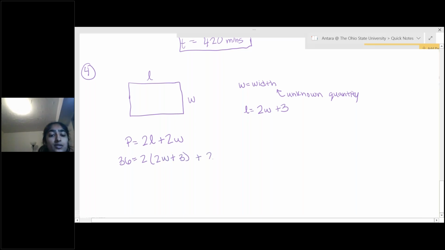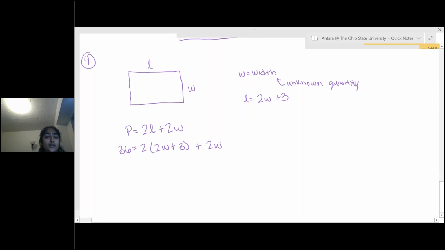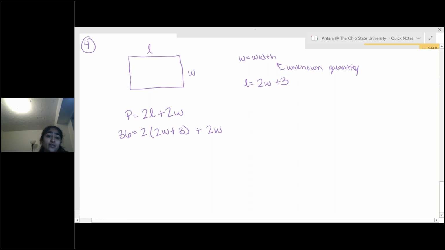And we can just keep 2W. So this is a little more complex problem because we actually have parentheses, and we're going to have to do a few more steps than in the previous word problems we've done. So here we have to get rid of the parentheses first. We found our algebraic equation right here. So we want to get rid of the parentheses first.